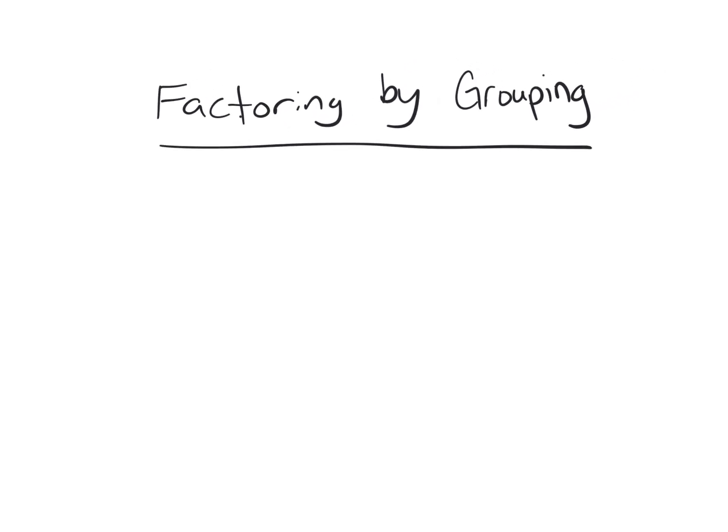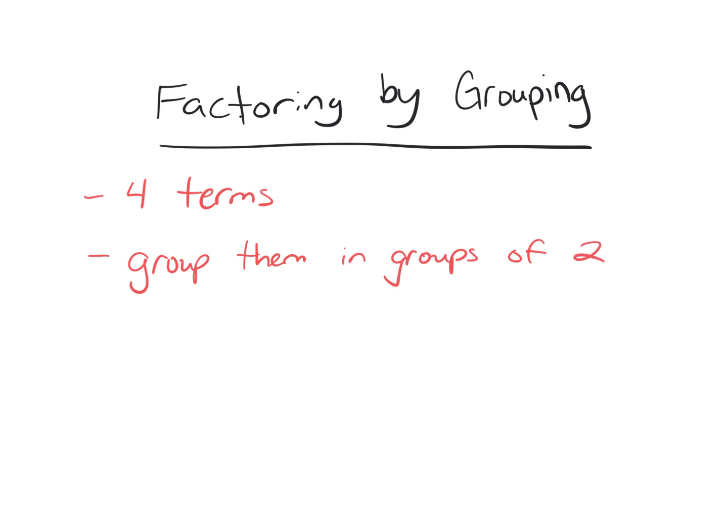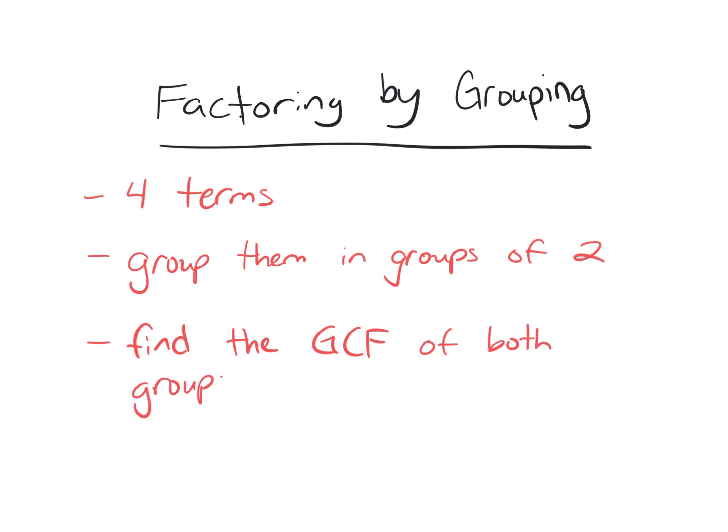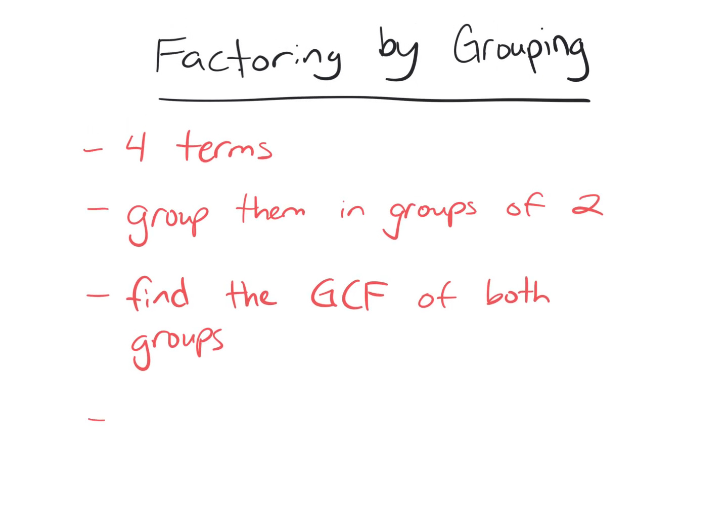Let's define some things first. I got ahead of myself. So factoring by grouping is if we have 4 terms, and we want to group them in groups of 2. So we're going to take the 4 terms and group them into groups of 2. After that, we are going to find the GCF of both groups. And then the last step is we're going to factor, or take out, and divide.